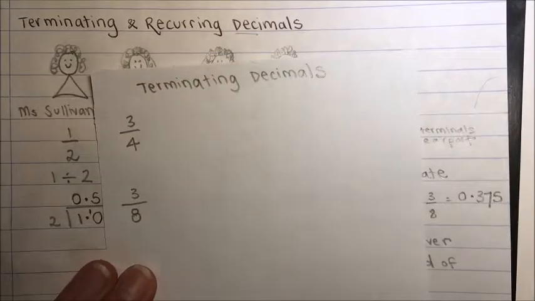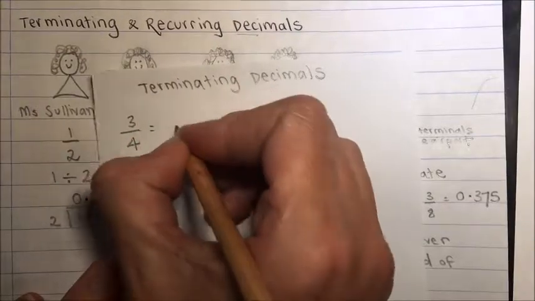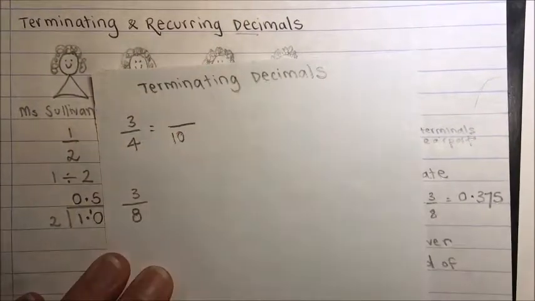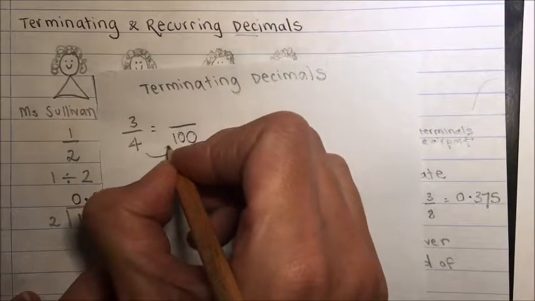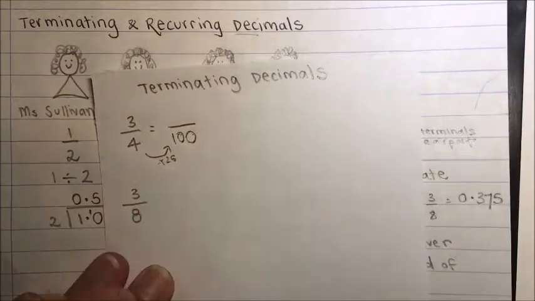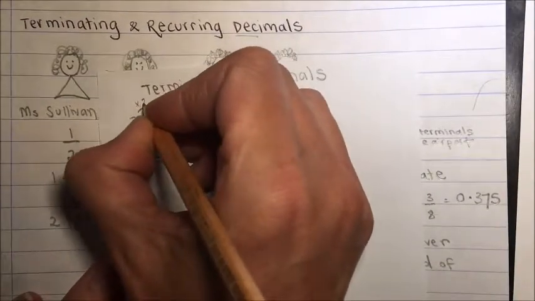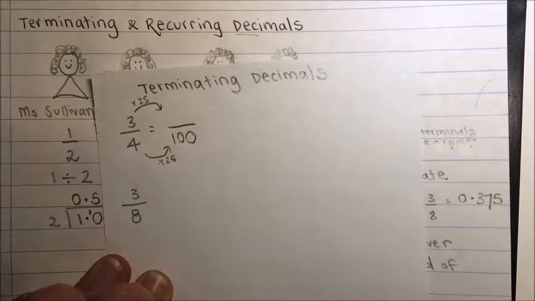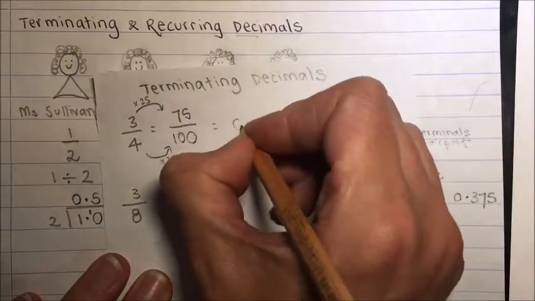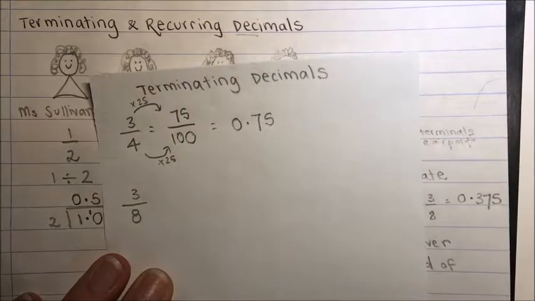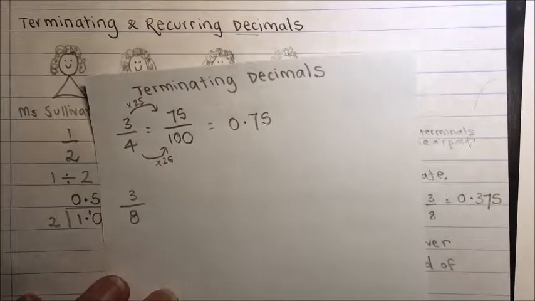So let's have a look at this one. 3 over 4. Can I create an equivalent fraction with 10 on the bottom? No. So I'm going to have to go to 10 to the power of -2. I'm going to have to go from tenths to hundredths. Oh, and now I can do it. And I can see that 4 times 25 equals 100. So 3 times 25, what I do to the bottom, I do to the top to create an equivalent fraction, is 75. So that is 75 hundredths. It's a lovely, neat terminating decimal.